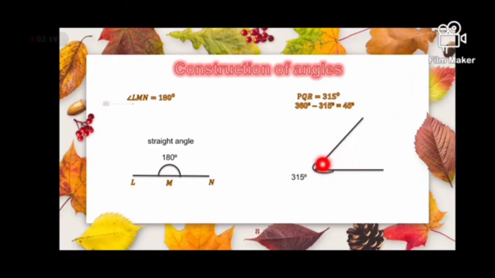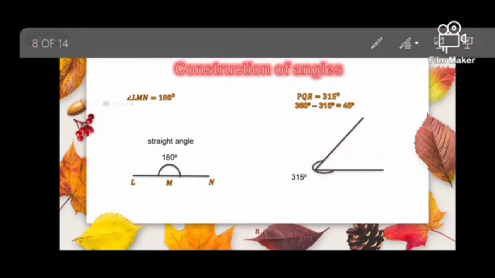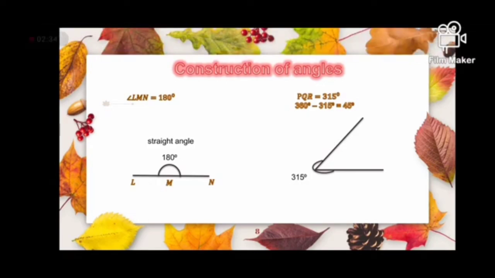The inside angle is 45 degrees, and the outside angle is 315 degrees. And that type of angle which is greater than 180 degrees is called a reflex angle. So this type of angle is called a reflex angle. The name of the angle is P, Q and R.